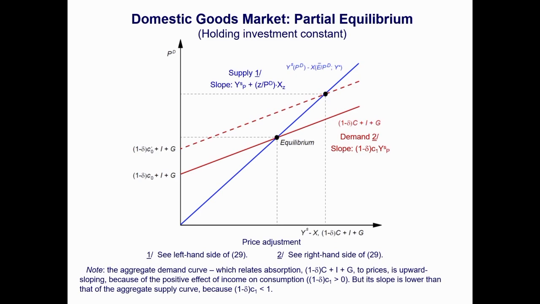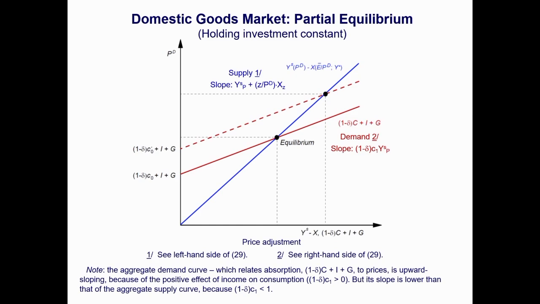So what happens to the difference? It increases unambiguously. So that explains why the slope of the blue line is positive. When PD goes up, YS minus X is going to increase. Now let's look at what happens to the demand side. The demand side, again, is 1 minus delta times C plus I plus G.